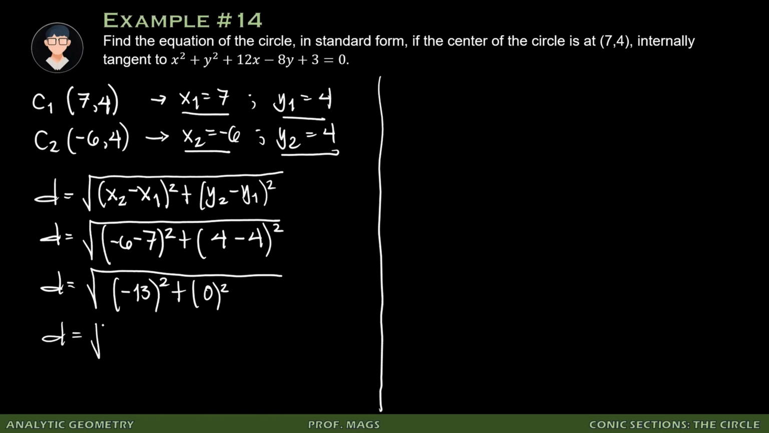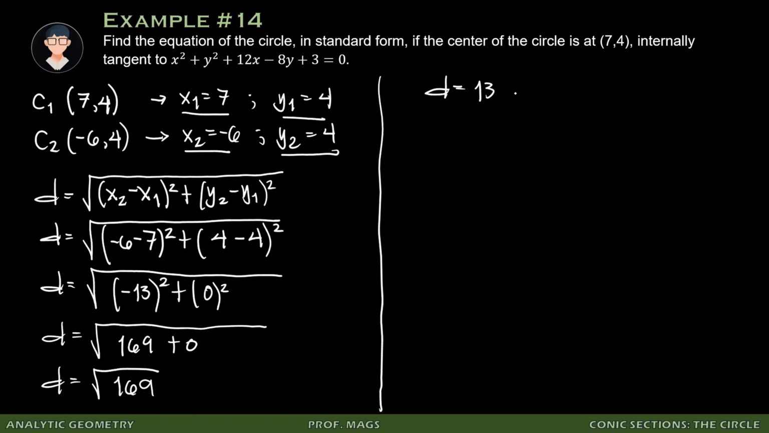So, D is equal to, what is negative 13 squared? That is 169. 0 squared is simply 0. So, D is equal to the square root of 169. And we know that the square root of 169 is 13. So, since distance ang pinag-uusapan natin, we write the word units. Okay? So, that is the distance between the two centers.